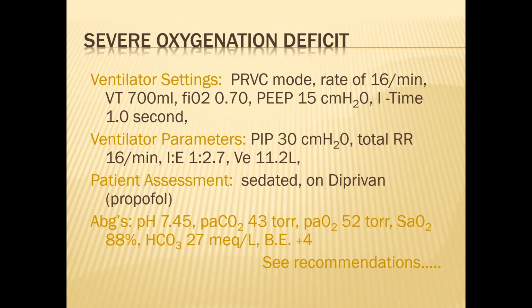All right, so the patient is sedated on propofol. What do you think of the blood gas? PaO2 is only 52 with an FiO2 of 0.7 and a PEEP of 15. Yes, we've got problems. What should we do? Go to 80% or 90% or 100%? That's what you were thinking?